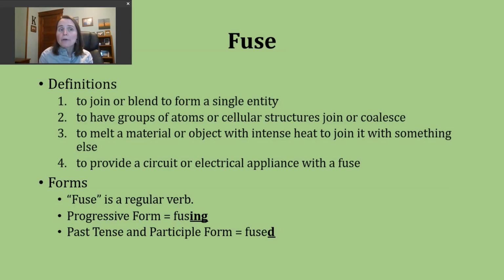Our base verb, fuse, ends in a voiced Z sound. This means the ED ending is just going to make a D sound, and I'm not going to add an extra syllable as I say it. The past tense and the participle form of the verb should sound like this: fused, fused.